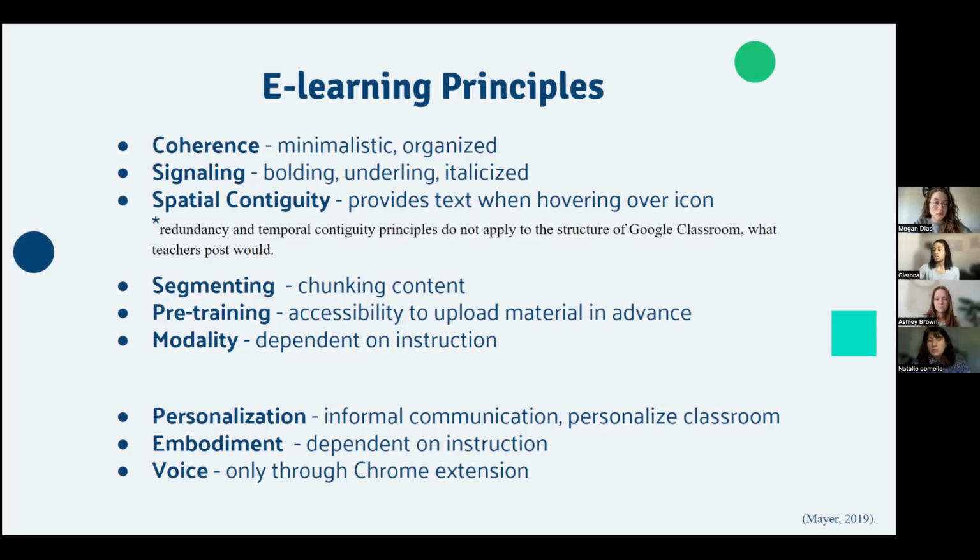So moving on to signaling. In Google Classroom, an example of signaling can be seen in features such as bolding, underlining, or italicizing text. And there are no highlighting features on Google Classroom. However, you can use Chrome extensions that can be used to highlight text within Google Classroom.